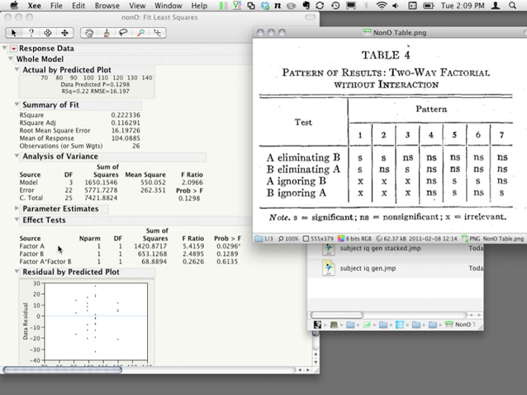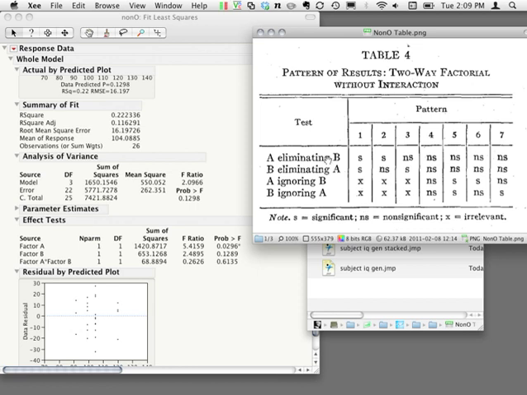So these patterns over here point to different types of models you have to have in order to fully explain what's going on in nature. But notice, if either the A eliminating B or B eliminating A effects are statistically significant, it really doesn't matter if A ignoring B or B ignoring A are significant. That's just what the X's mean here. It's just an irrelevant test.